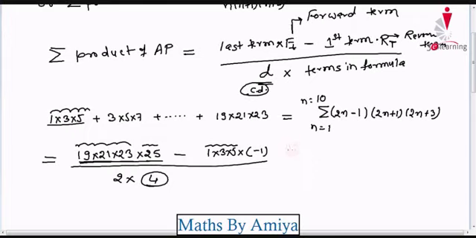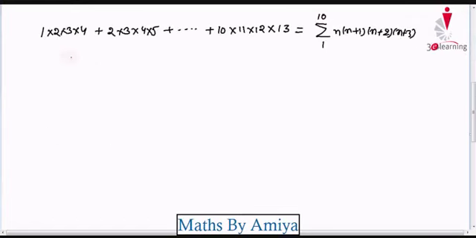Okay, let's try this with another question which is mostly asked in CAT or JAT. Let's solve this. 1 into 2 into 3 into 4, that is a product, plus 2 into 3 into 4 into 5, till 10 into 11 into 12 into 13. Again, our terms are in AP with common difference of 1. Or the question can be n into n plus 1 into n plus 2 into n plus 3, n belongs to 1 to 10. Okay, so let's solve it.